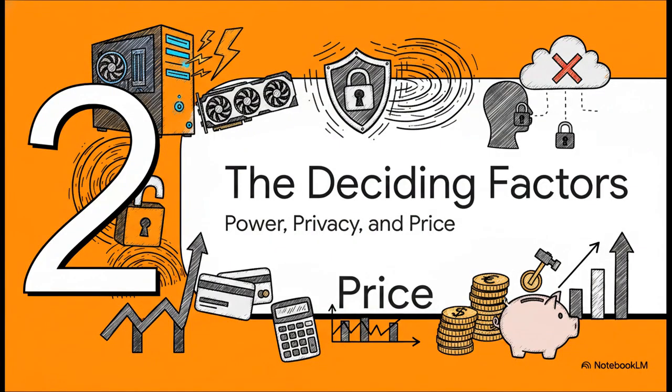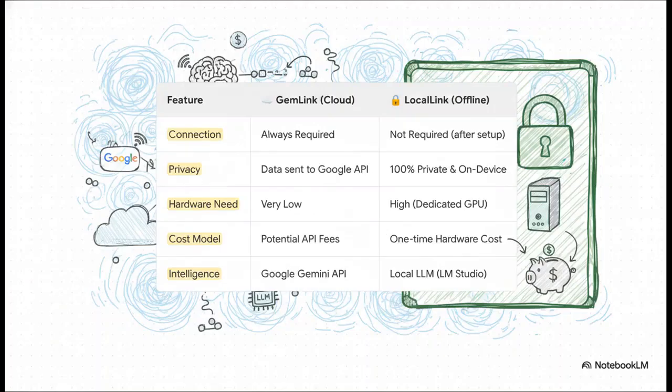So how in the world do you actually decide? Well, it really just boils down to three key things: the power of your computer, how much you care about privacy, and the overall price you'll pay, both for hardware and maybe some small fees. Let's dig into each of those. This table just lays it all out, doesn't it? I mean, look at that contrast right in the middle. Privacy. With Gemlink, your conversations are sent to Google's API. But in exchange, it'll run on pretty much any computer. With LocalLink, everything stays locked down on your device. But that absolute privacy comes at the cost of needing some beefy hardware, which we're going to talk about right now.